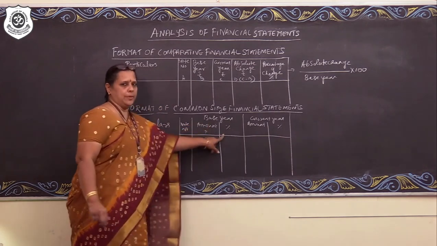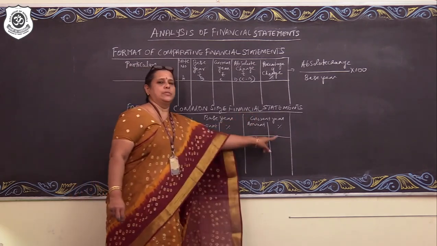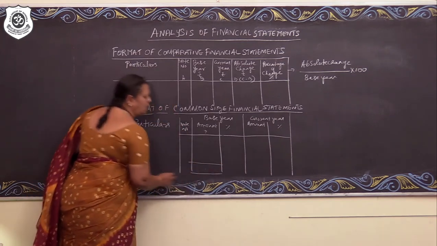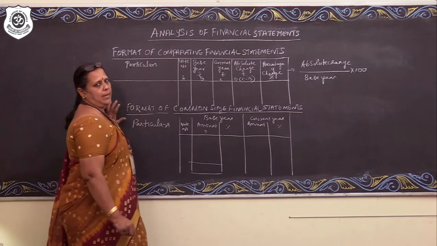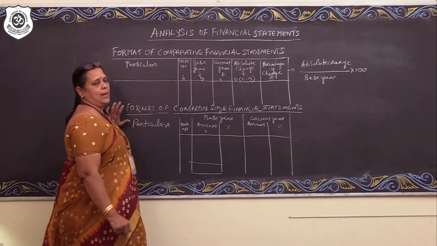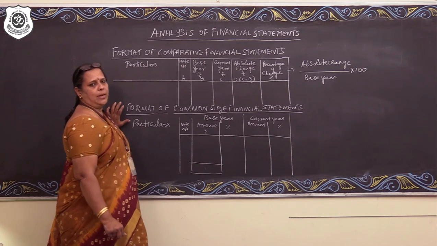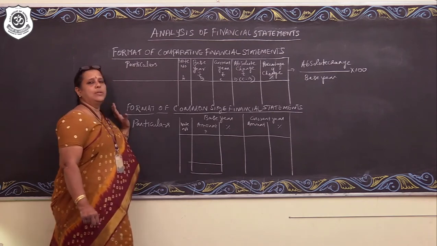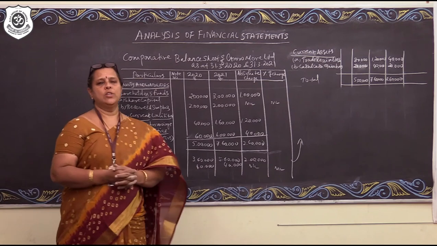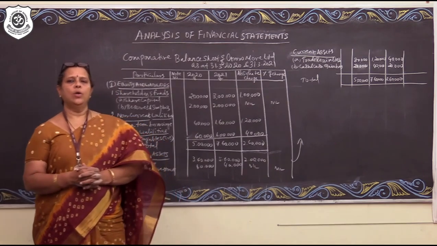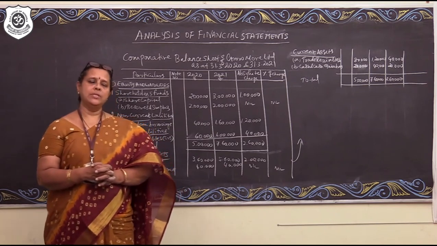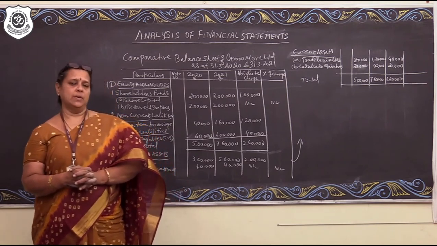Company X amount percentage, company Y amount percentage, and the total, in case of income statement, the total revenue from operations will be taken as 100%. In case of balance sheet, total of the balance sheet will be taken as 100%. So, this is the format of comparative financial statements and common size financial statements. Now, we shall work out a few problems on comparative balance sheet and comparative income statement, then common size balance sheet and common size income statement.